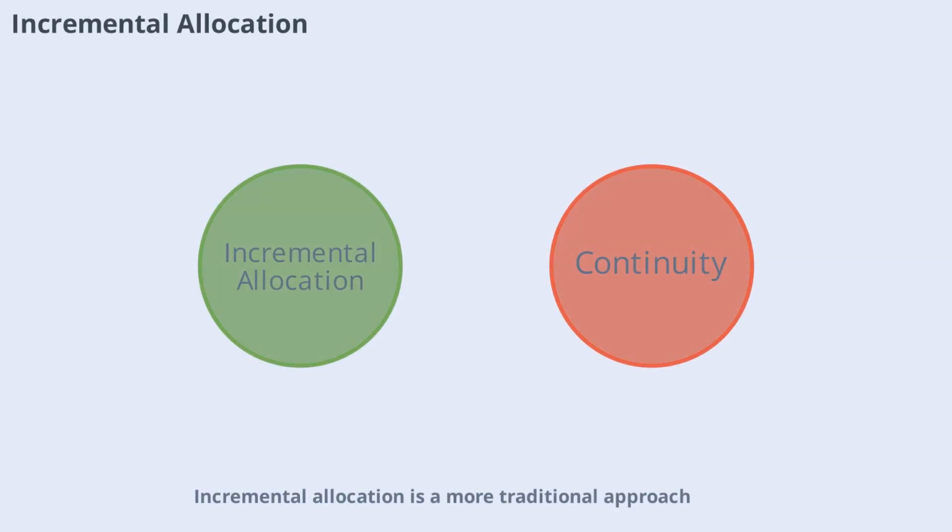Incremental allocation is a more traditional approach, where you make small adjustments to existing resource distributions. This method is less disruptive and works well when your needs are stable. However, it can sometimes perpetuate inefficiencies if not reviewed regularly. Use incremental allocation when you want to maintain continuity but still make improvements.